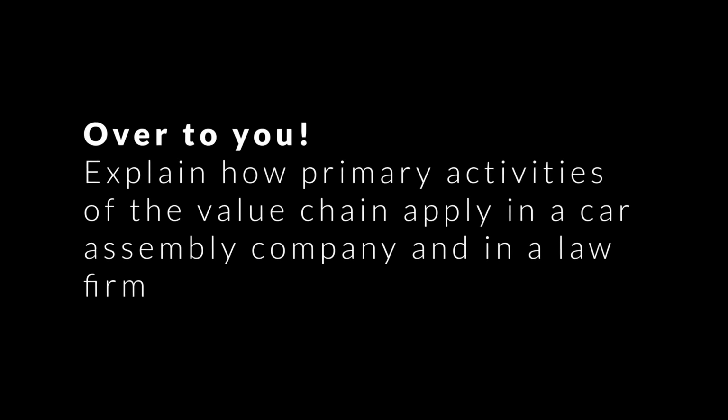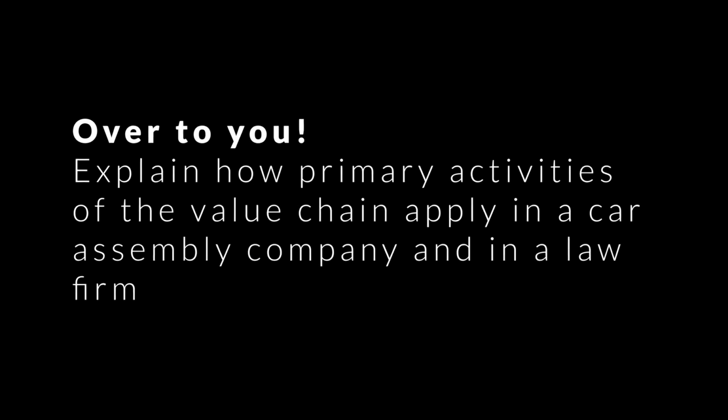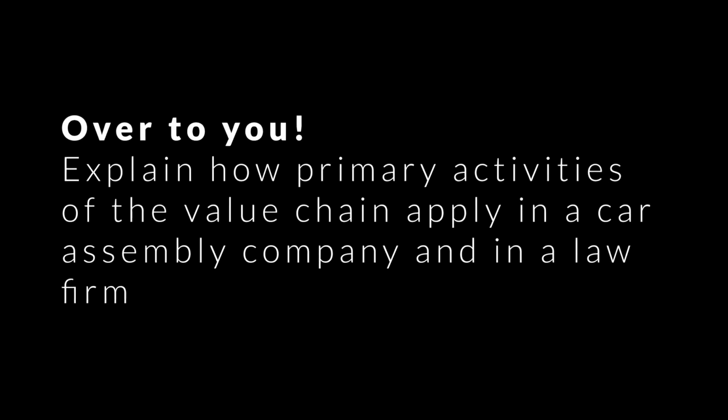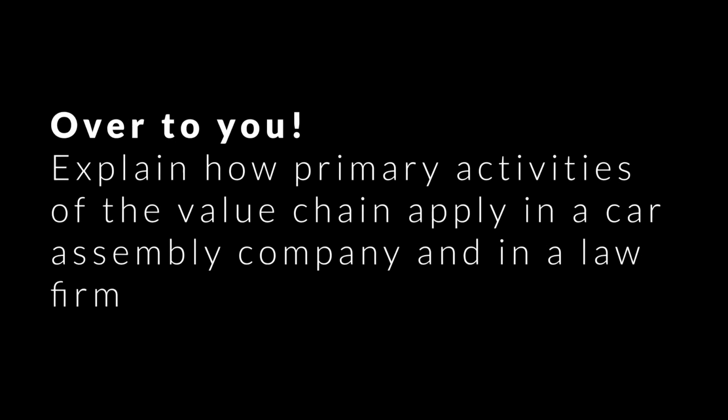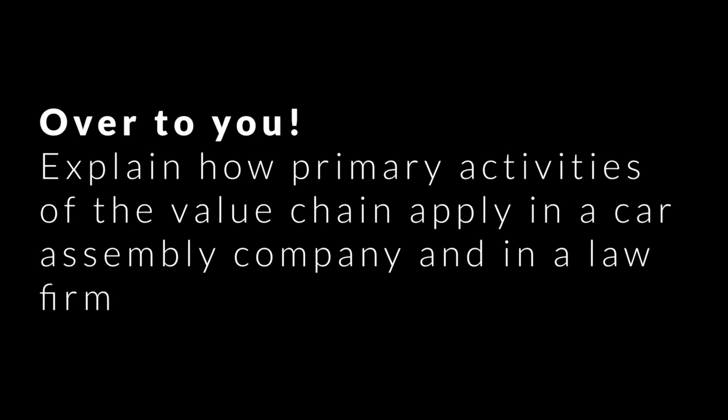That is why it's called a value chain, because if we bring in inputs that are substandard, whatever operations you're doing here is going to be affected because whatever inputs we brought were substandard. Okay? Now, here's a question to you. Explain how primary activities of the value chain apply in a car assembly company and in a law firm. So, okay, car assembly, law firm, how does that take place?